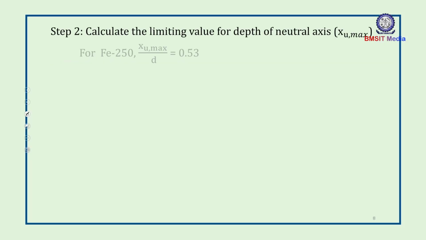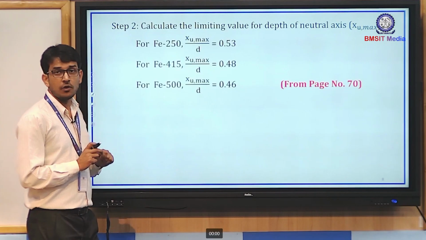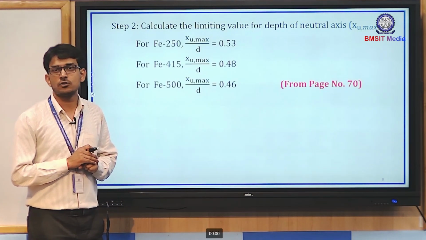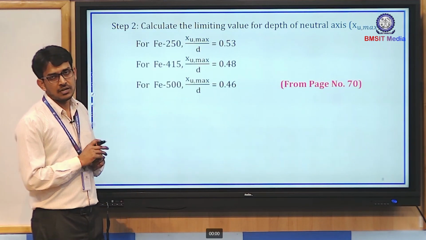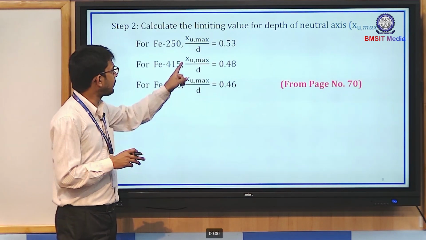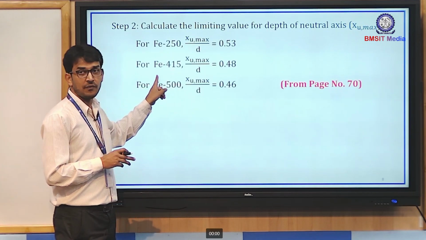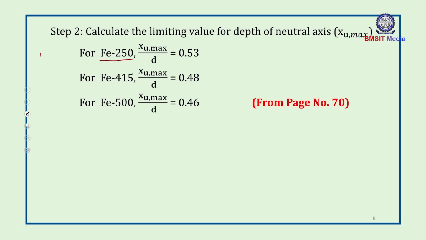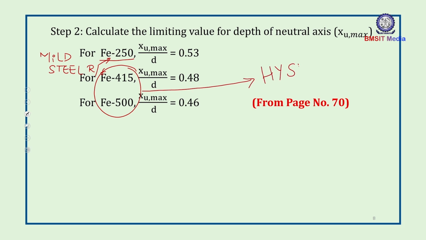In step number 2, we have to compare the limiting values of Xu max by d, which depends on the grade of steel. As I told you, we have three grades of steel: Fe250, Fe415, Fe500. Fe250 reinforcement is known as mild steel reinforcement, and the remaining two, Fe415 and Fe500, are known as HYSD bars.